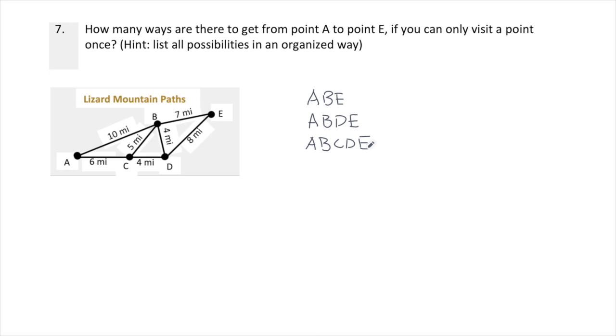Now let's list out all the ways that go through point C first. They would be ACDE, ACBE, ACDBE, and ACBDE. These are the only ways to go from point A to point E, so the answer to this problem is 7 ways.